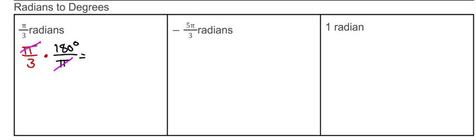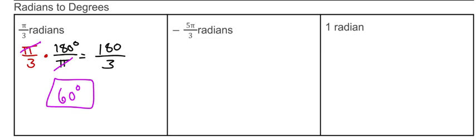1 times 180 is 180 degrees divided by 3. And we can divide those numbers. Sometimes you'll have to reduce or sometimes you'll get a decimal, but these ones divide evenly. 180 divided by 3 is 60 degrees. So pi over 3 radians is equivalent to 60 degrees, right?